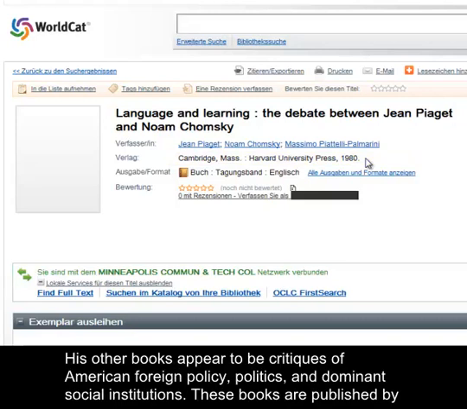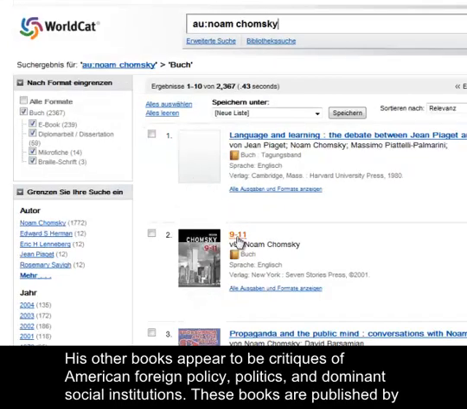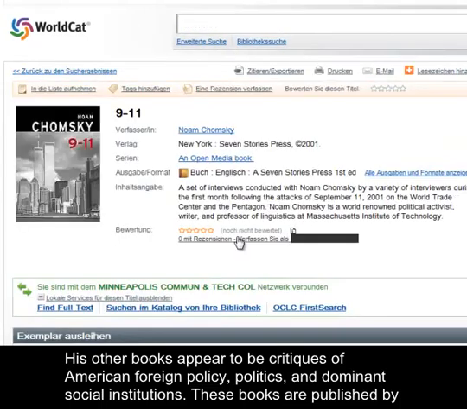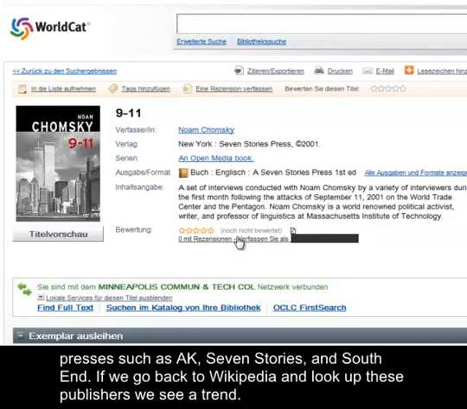Most of these books are published by university and academic presses. His other books appear to be critiques of American foreign policy, politics, and dominant social institutions. These books are published by presses such as AK, Seven Stories, and South End. If we go back to Wikipedia and look up these publishers, we see a trend.